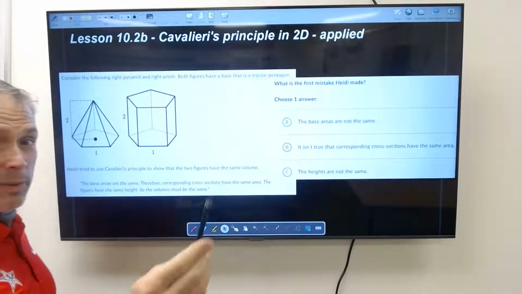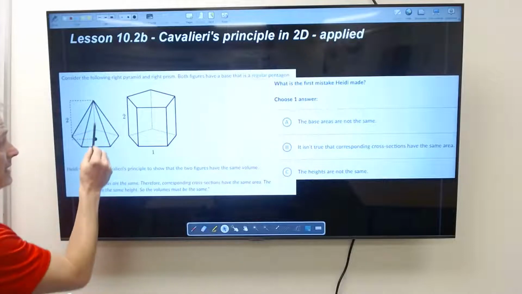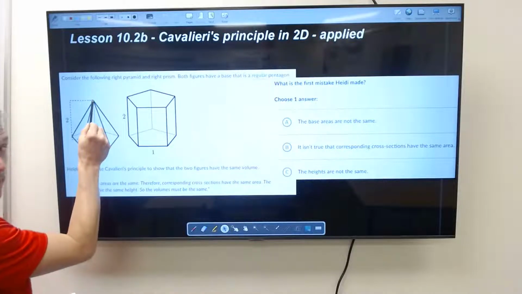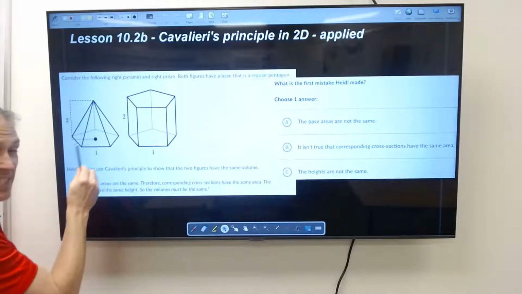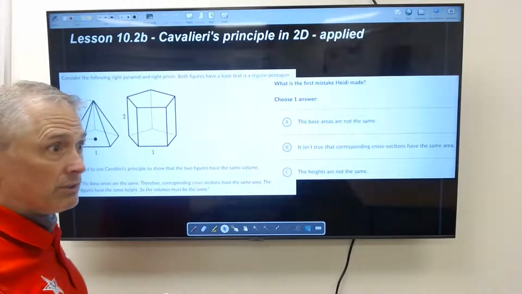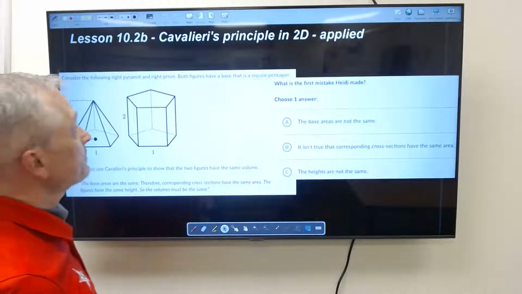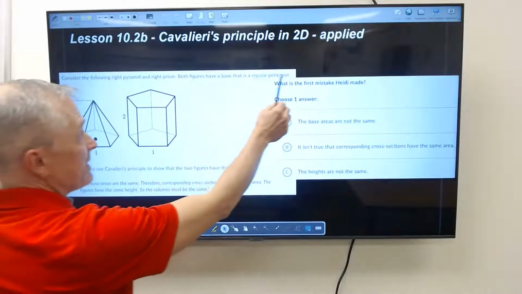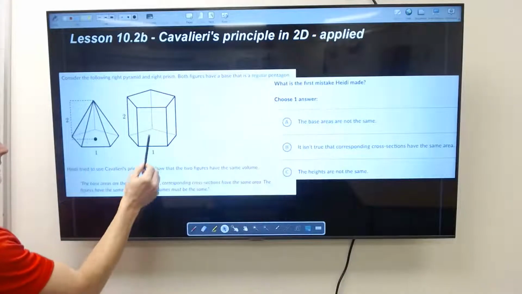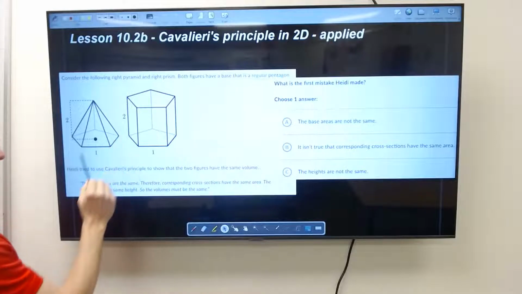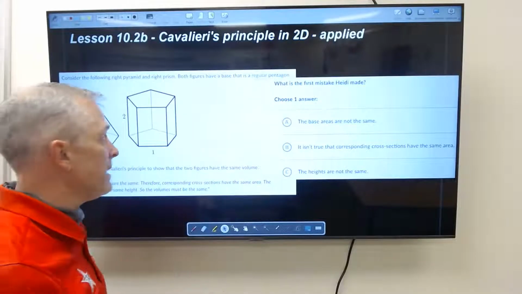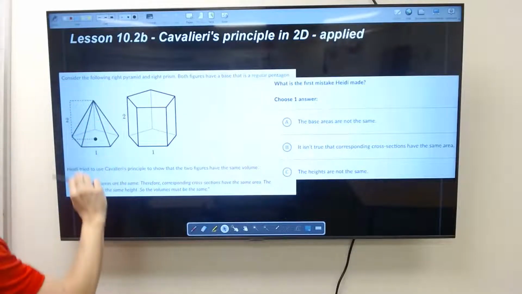Okay, right pyramid definition. Remember that the apex is directly above the center of the polygon shape, whatever you want to call it. Now, both figures have a base that is a regular pentagon. Each side is 1. That means each angle is 108 degrees. Our height is 2.